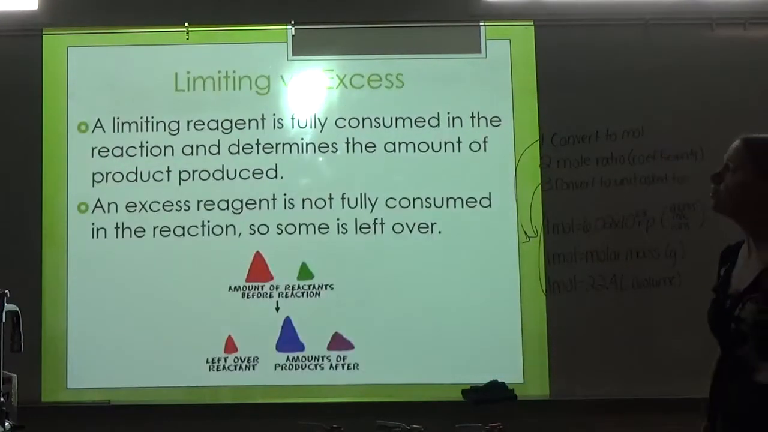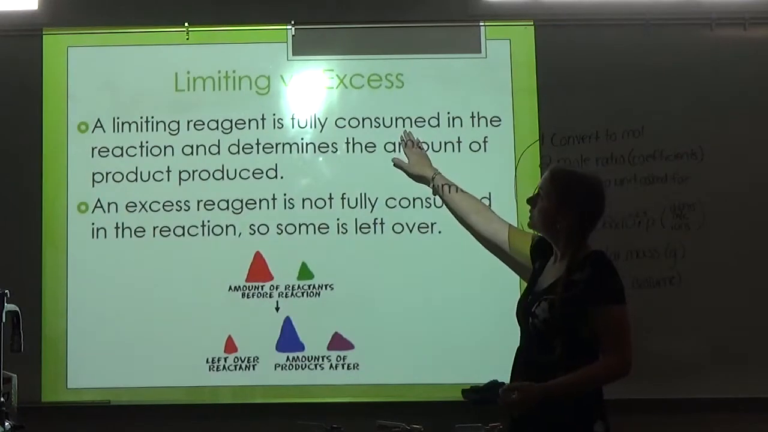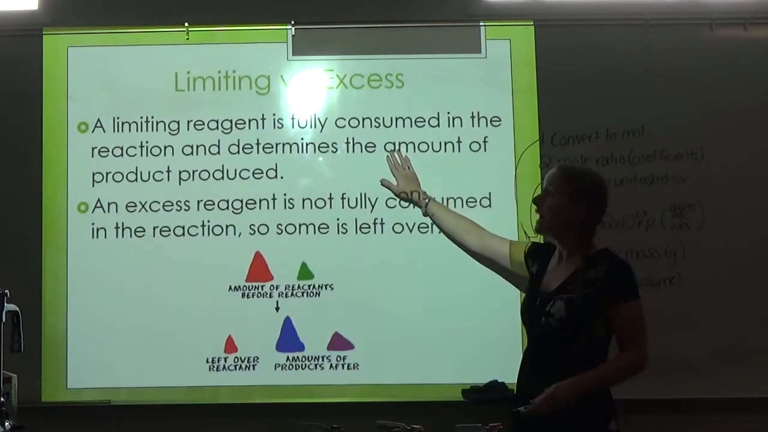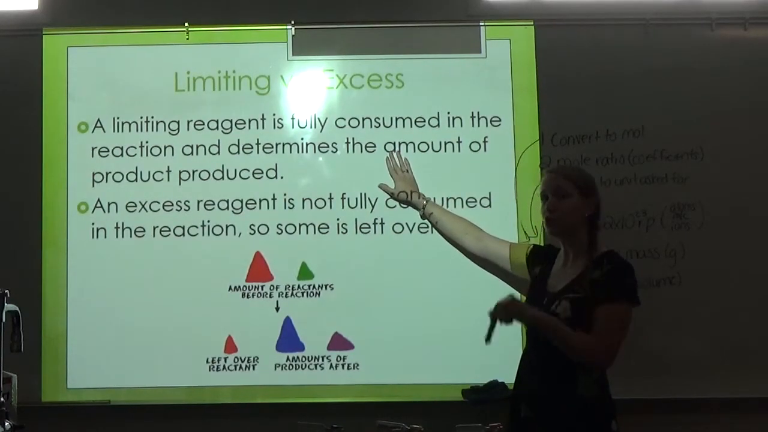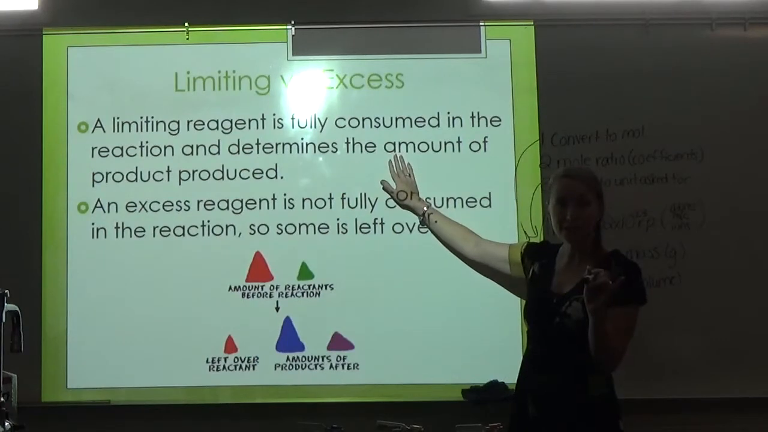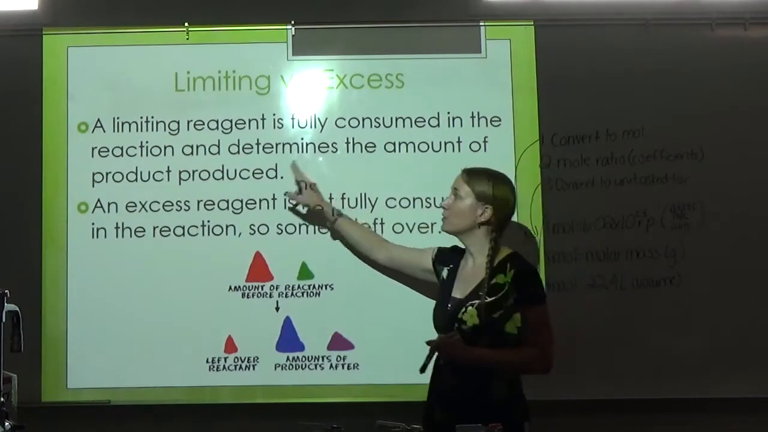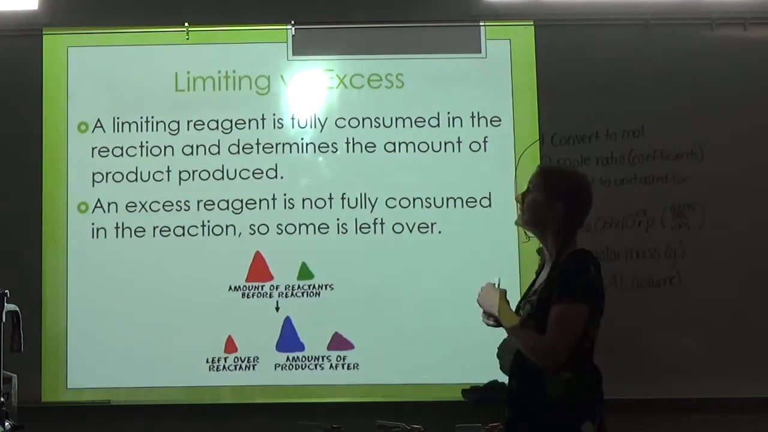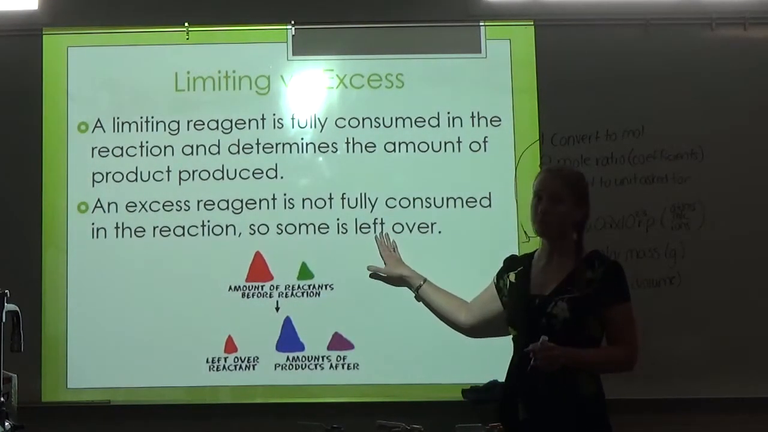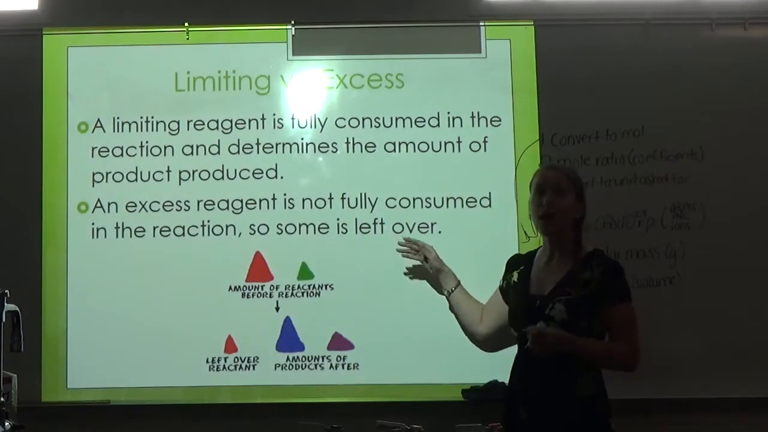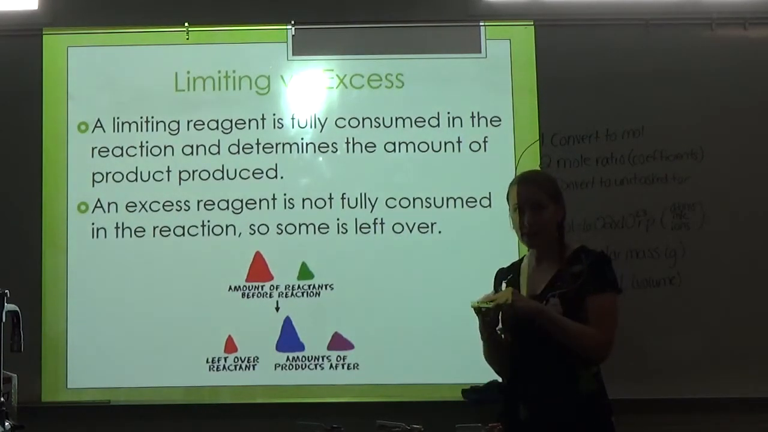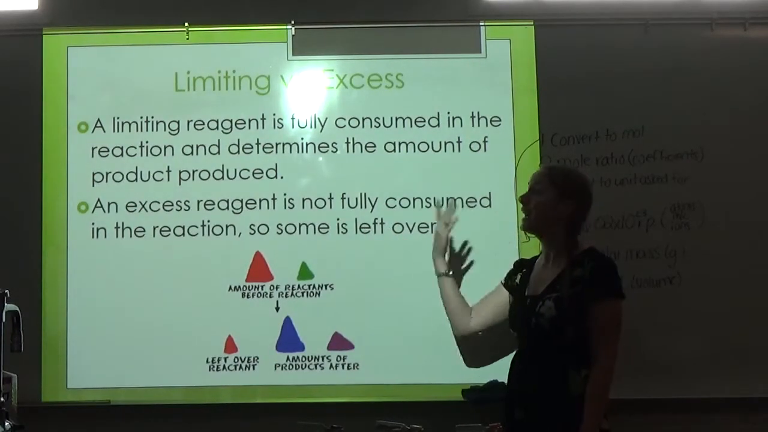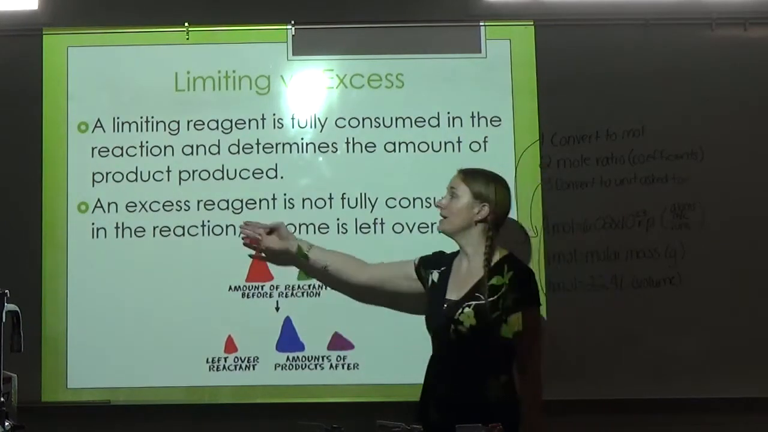So let's talk about 2 vocabulary terms real quick. A limiting reagent is fully consumed in the reaction and determines the amount of product produced. In our example, our limiting reagent was the cheese, because I used up all the cheese and it forced me to only be able to make 2 sandwiches. On the other hand, the excess reagent is not fully consumed, so there is some left over. In our example, our excess reagents would be the bread and the turkey, because I only made 2 sandwiches. So I'm going to have extra turkey and extra bread. Those will be in excess.